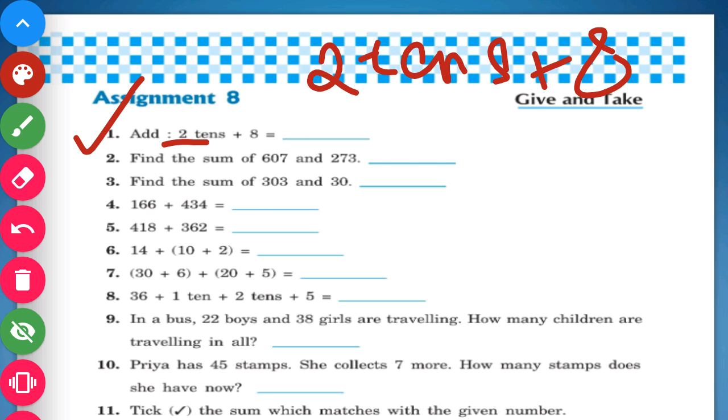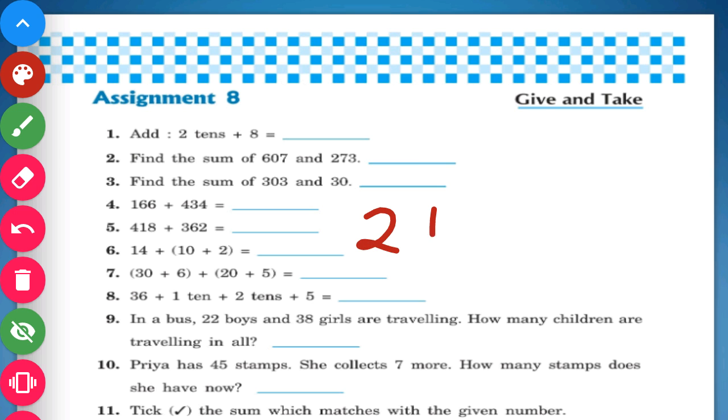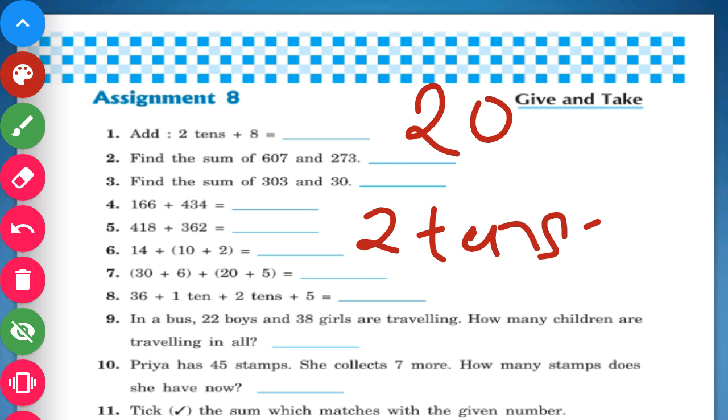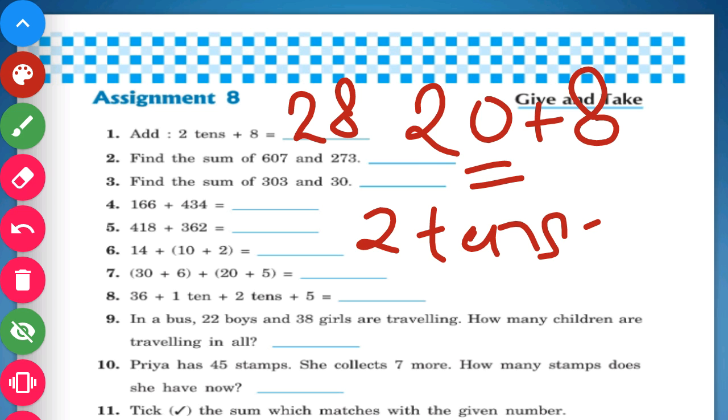So what does 2 tens mean? Tell me. 2 tens means 20. And what do we have to add to 20? We have to add 8. So 20 plus 8 will give us, how much will we get? 28. Okay?